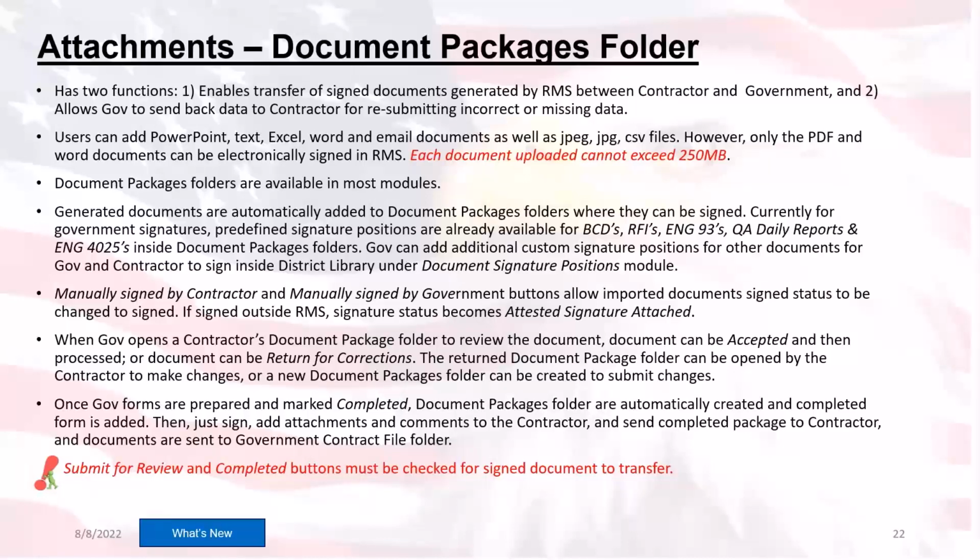You see, all of the RMS generated documents are automatically added to the document packages folder. And this is where they can subsequently be digitally signed. Now, when a government rep opens a contractor's document package to be reviewed, they will have the option to accept the items for processing or return them for corrections.